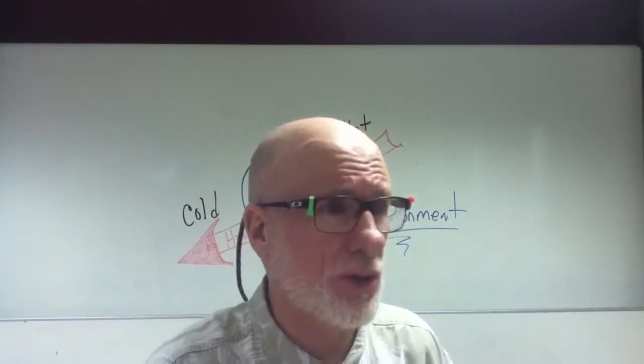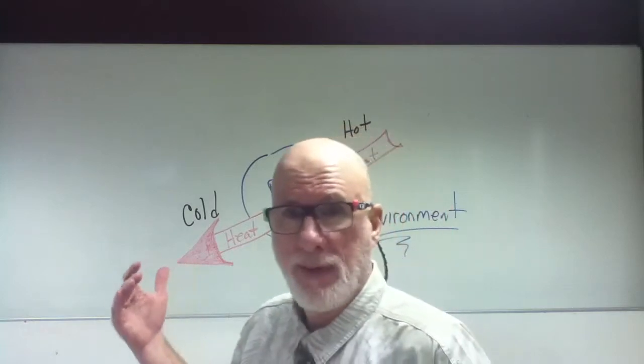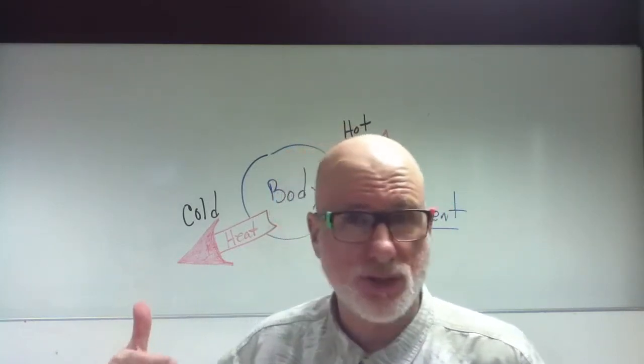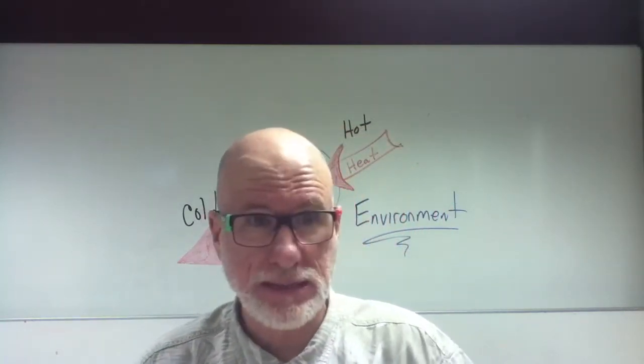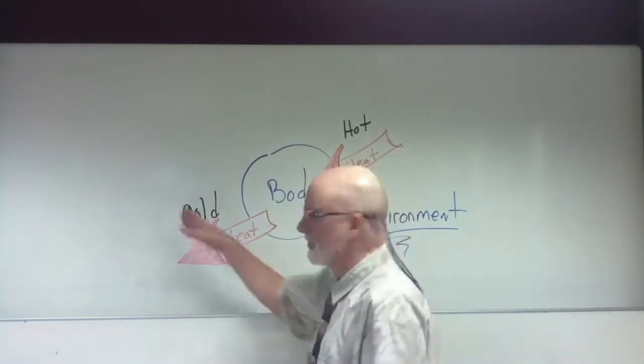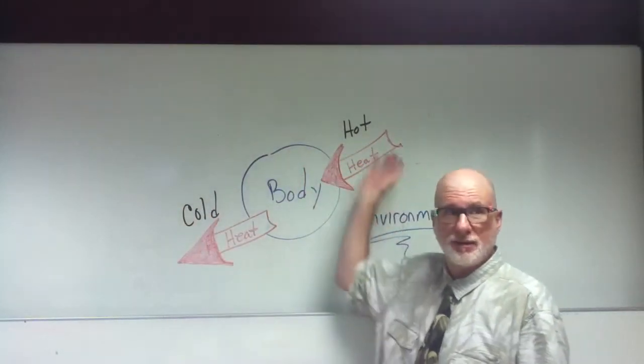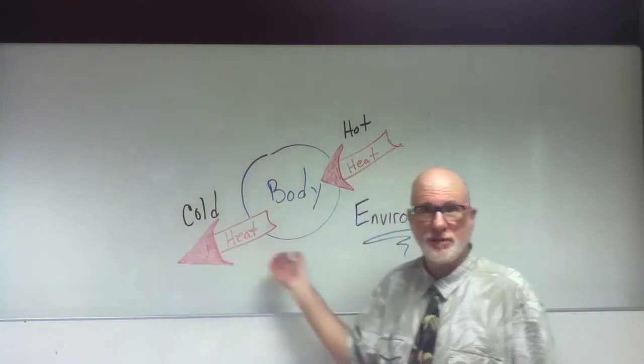It's a dispersion. It's a flow of matter or energy from a region of high concentration to a region of low concentration. Make sense? Same thing here. What happens if it's really cold outside? Where's the flow of energy going to be?